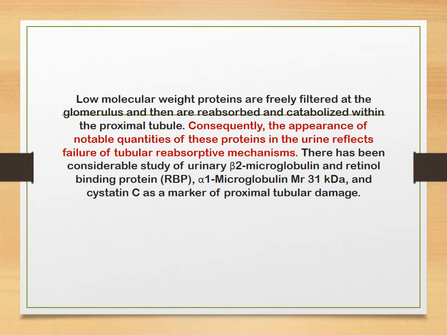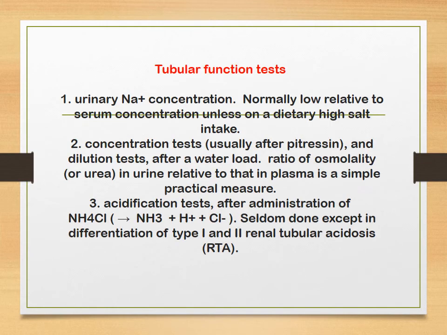Here, low molecular weight proteins, as mentioned, when they appear in high levels in the urine, usually reflect a tubular reabsorptive defect. There are several parameters used for evaluation of tubular damage, like beta-2 microglobulin, retinol binding protein, and alpha-1 microglobulin. All of these are of low molecular weight, normally filtered and reabsorbed, but when there is renal tubular disease, they will be excreted in high concentration in the urine.